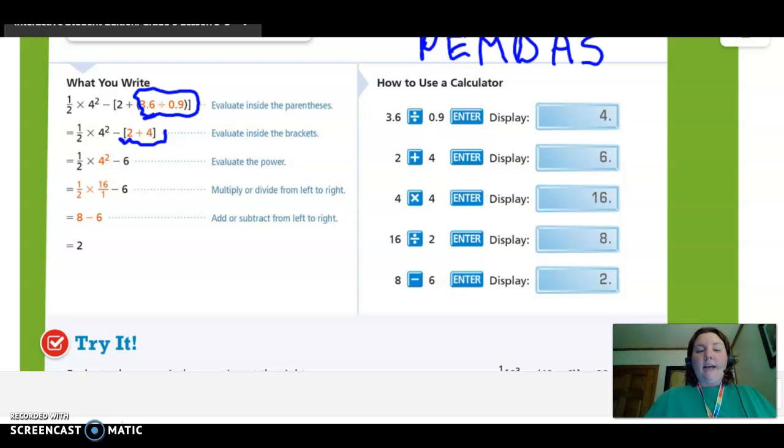The reason they did that was to make it easier for them to visualize how to multiply 1/2 times 16 over 1. But if you are a person who's better at applying or thinking about something in a real life application, 1/2 of 16, if I have 16 of something and I'm going to keep half of it and give the other half to my best friend, that means that I would get 8 and my best friend would get 8. So half of 16 is 8. Lastly, we're going to subtract 8 minus 6 and get an answer of 2.